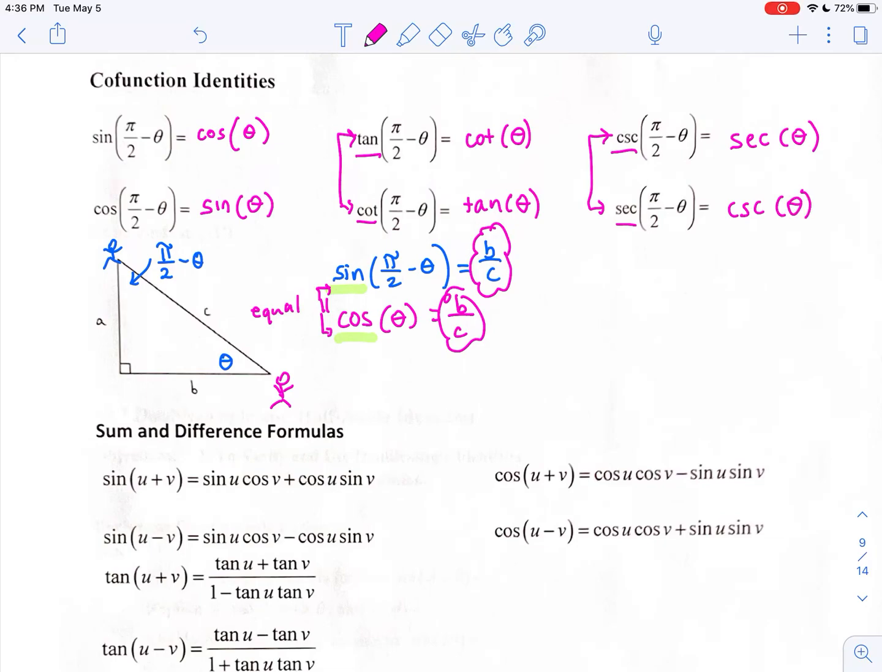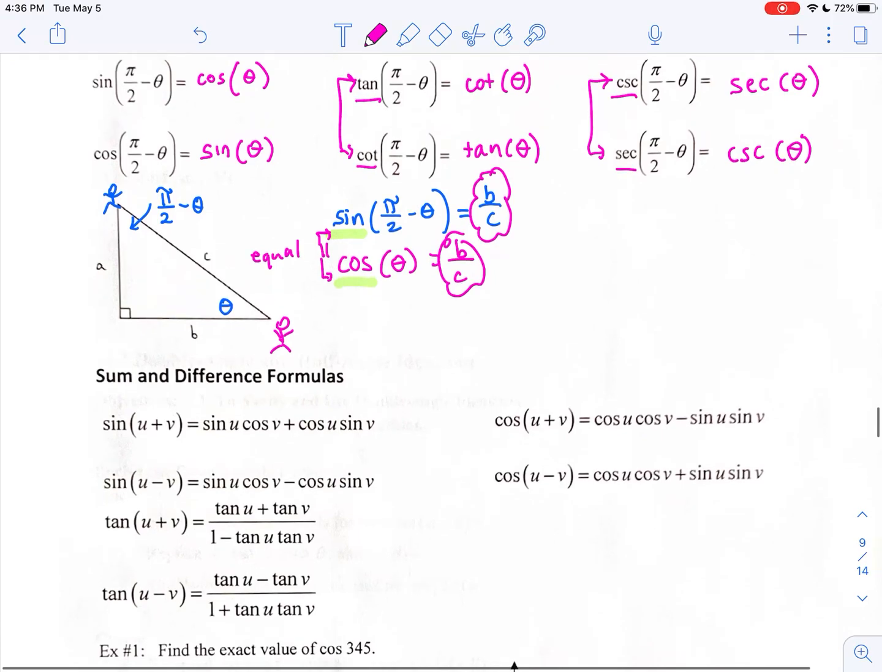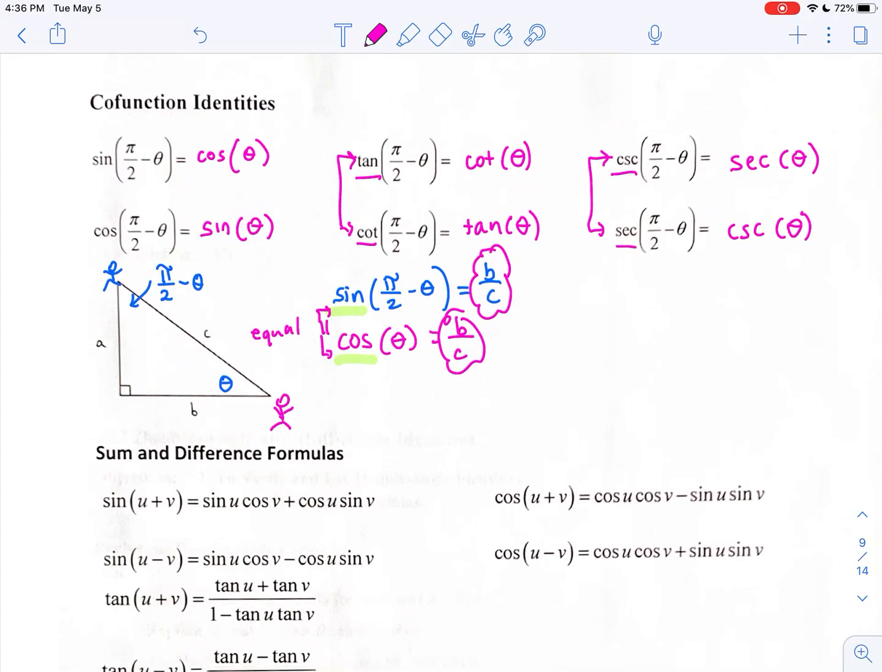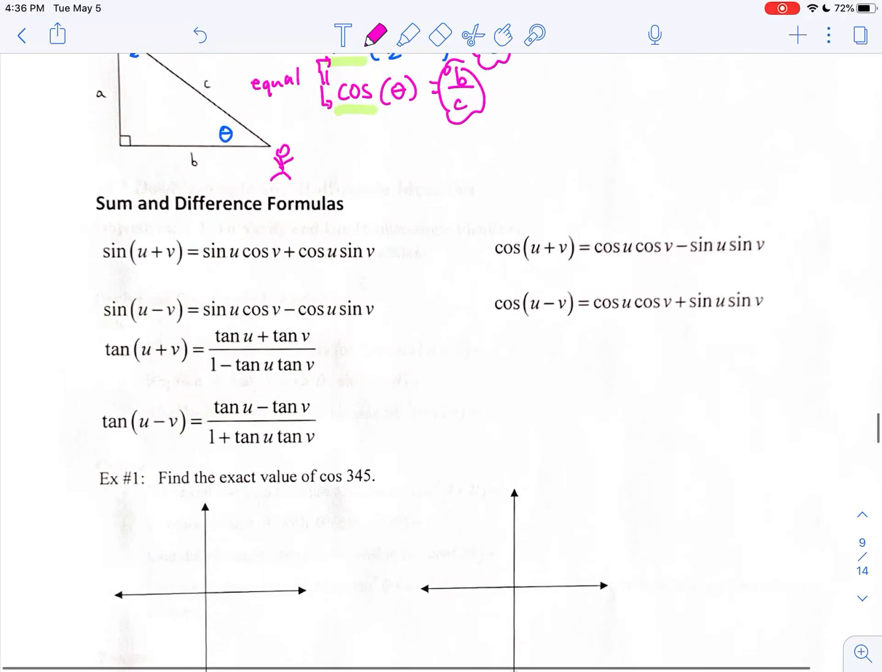And so those are the properties and identities of cofunctions. You do have to know that sine and cosine are a pair of cofunctions, and tangent and cotangent are a pair of cofunctions, and cosecant and secant are a pair of cofunctions. The sum and difference formulas are given below.